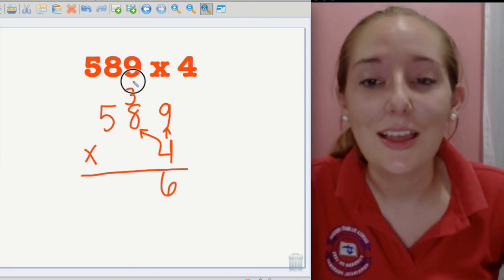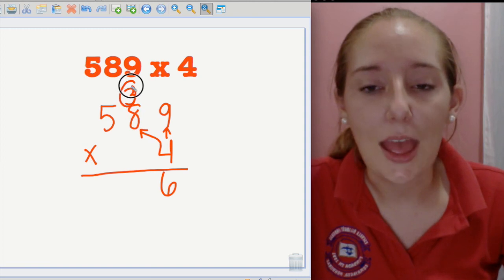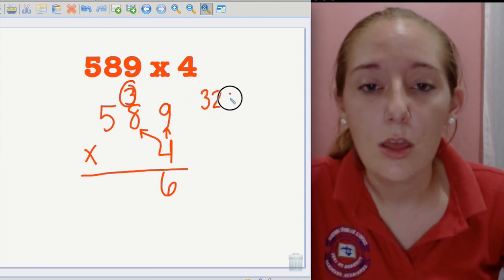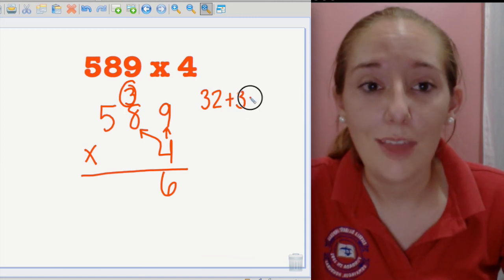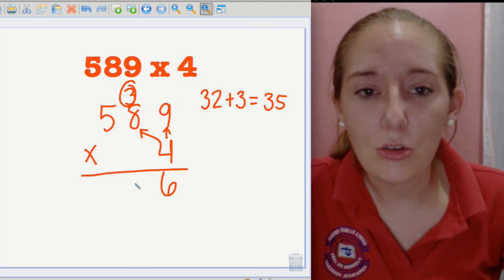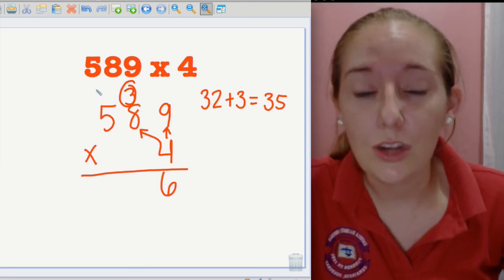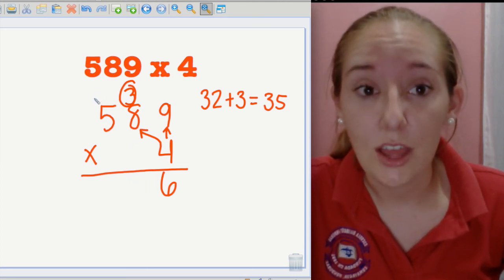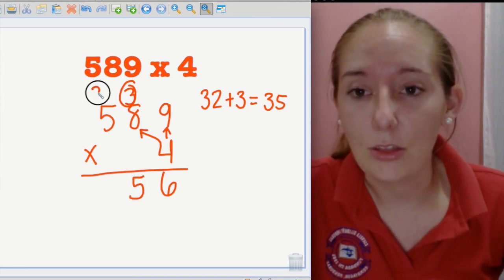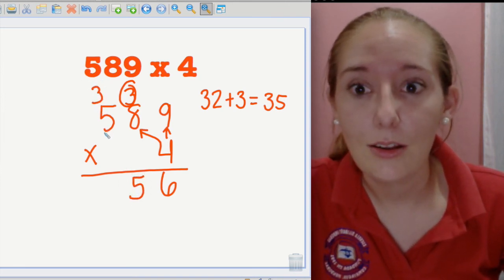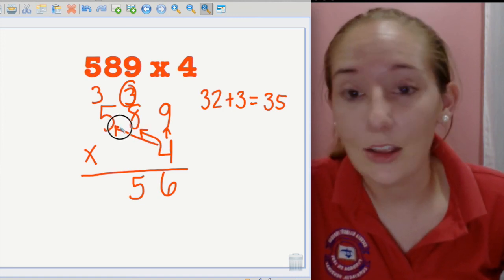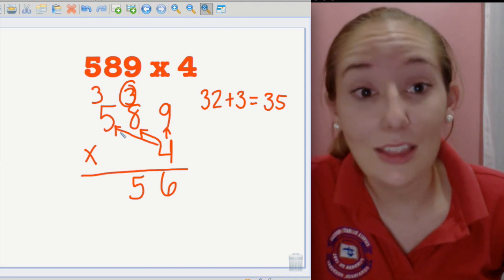But wait! We've got dessert we need to add on. So 8 times 4 is 32, plus 3 more. Yeah, it's 35. Okay? So now, we can't write the 35 down here because we're going to have to carry it to the hundreds place. So we're going to write our 5 down here and a 3 up there. All right, and then we're going to continue. 4's gotta go to this guy too, all right? We can't leave anybody out.